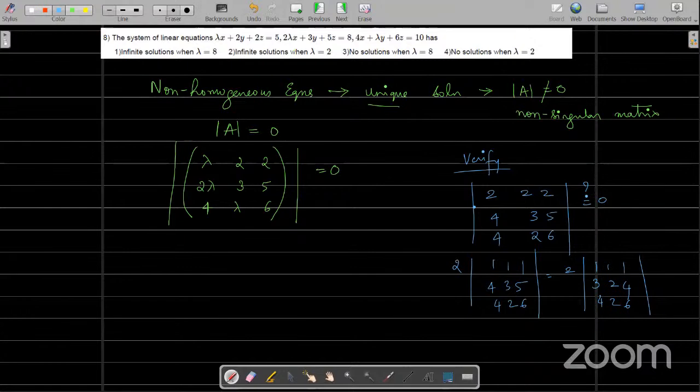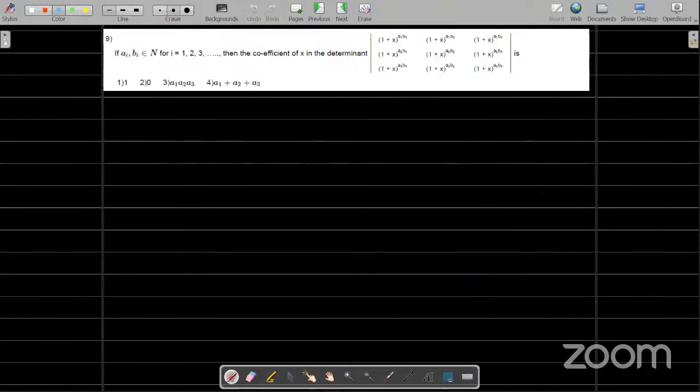So we have to look for lambda equal to 8. So that means that's the answer, because no solutions is not an option. Because it's not 0, there will be a solution. If lambda equal to 2 and the determinant is not 0, that means there is a unique solution. So no solution for lambda equal to 2 is eliminated. For infinite solutions, the determinant is not 0, so therefore this is not an option. So the only case is the infinite solution with lambda equal to 8. So this is the elimination technique that can be used.